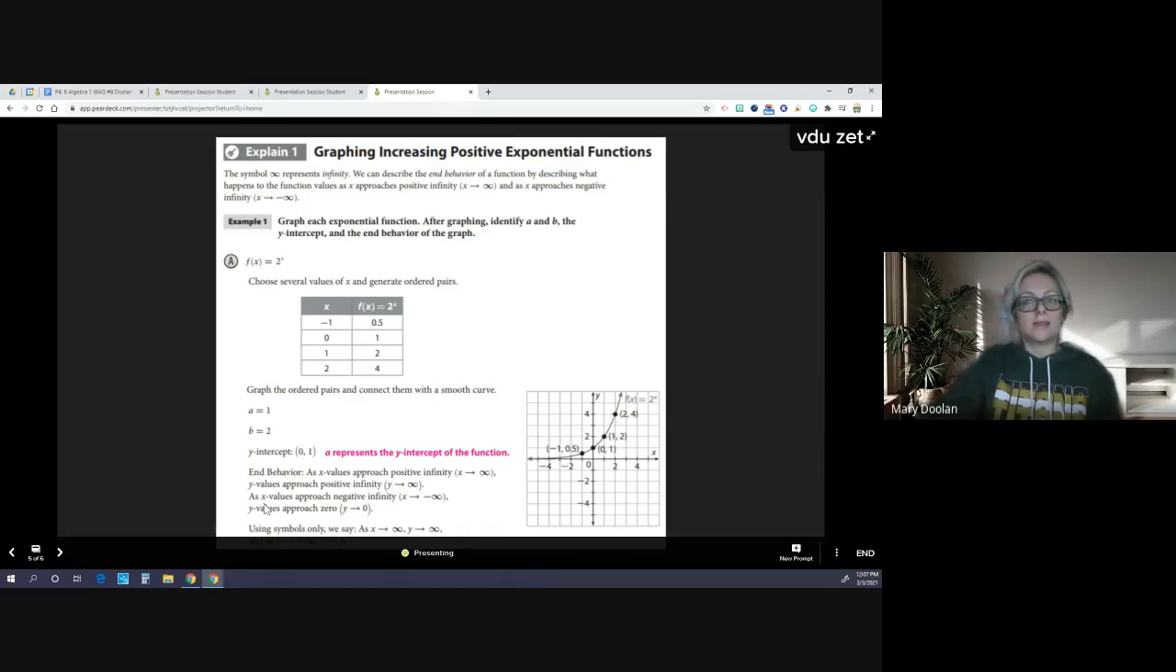And then as x values approach negative infinity, which is in the negative direction, if you look along the x-axis, as we go further and further towards the left, towards negative infinity, our y values approach 0. Okay, if you look at the graph, it's getting closer and closer and closer to the x-axis. It's getting closer and closer to 0. It'll never touch 0, which is weird to think about, but it's true.